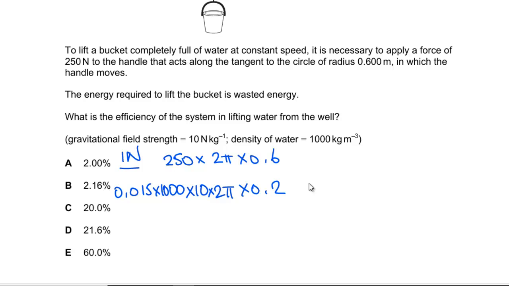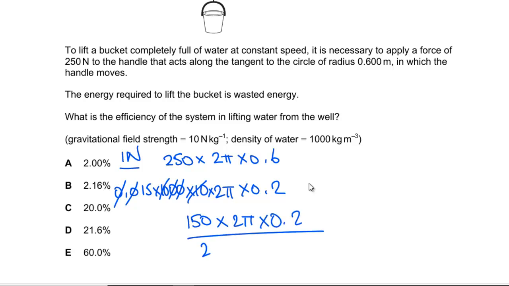So anyway, what have we got here for all of these? We've got 1, 2, 3, 1, 2, and then 3. So that gives us 15. So we've got 150 times 10. Oh no, 150, I've done that 10, times 2 pi times 0.2 over 250 times 2 pi times 0.6.